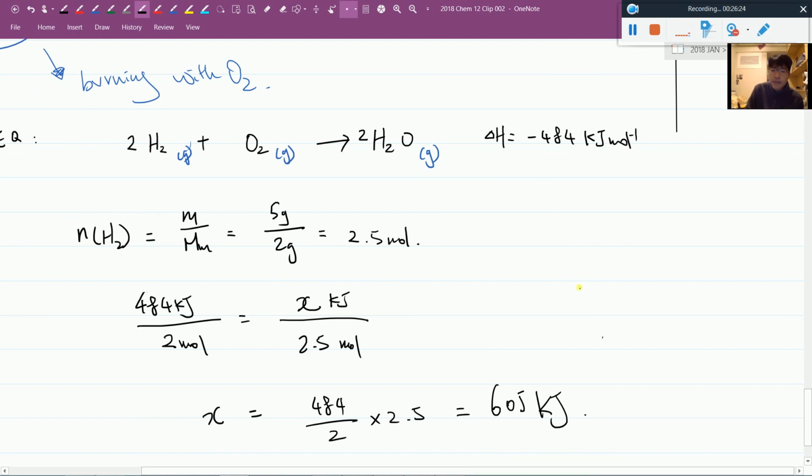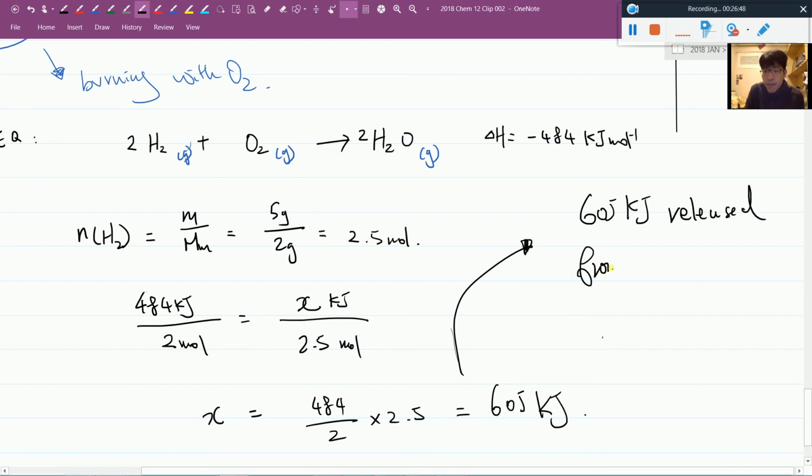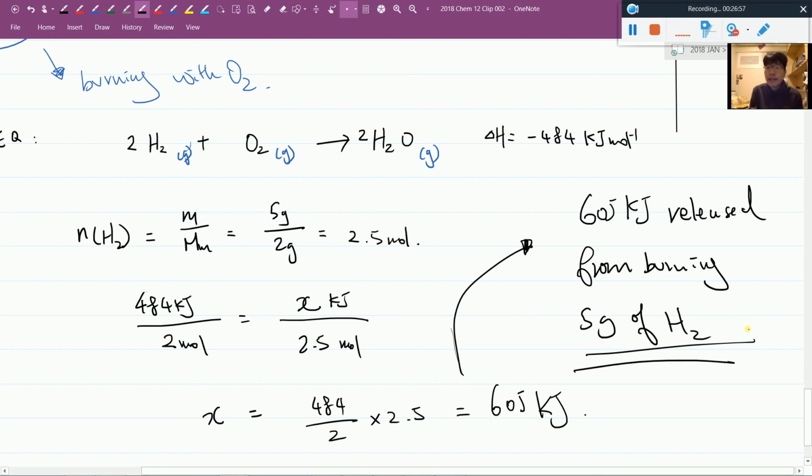So sometimes people are very tempted to write negative straight away. Don't write that as a negative, because my question is not asking you to give me delta H. My question is asking you to find out how much energy is released. So you would just write me a simple sentence. It's 505 kilojoules released from burning 5 grams of hydrogen gas. And that is your whole answer.